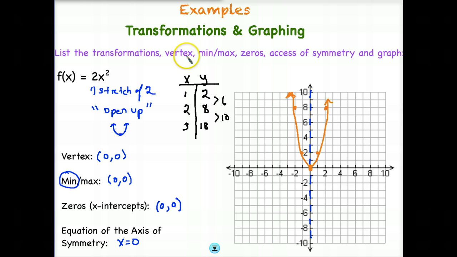I've listed my transformations, my vertex. It has a minimum value of 0, 0. I've listed my zeros. I've drawn in my axis of symmetry as well as written the equation, and I have graphed it.